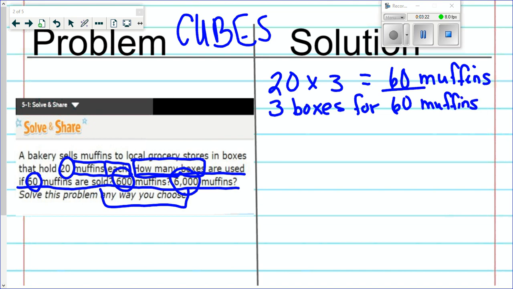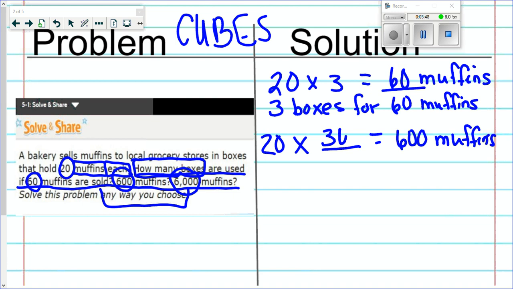Now, if I look at the same problem again, I can make some changes to it mentally just so that I can sell the 600 muffins. So I again know that only 20 muffins can fit in each box, but what can I multiply times 20 to get 600? So I know from what I've learned right here, if I can put 30 in there, 2 times 3 is going to be 6, and then I have my 2 zeros, that's going to give me 600. So for 60 muffins, I'm going to need 3 boxes. For 600 muffins, I'm going to need 30 boxes.